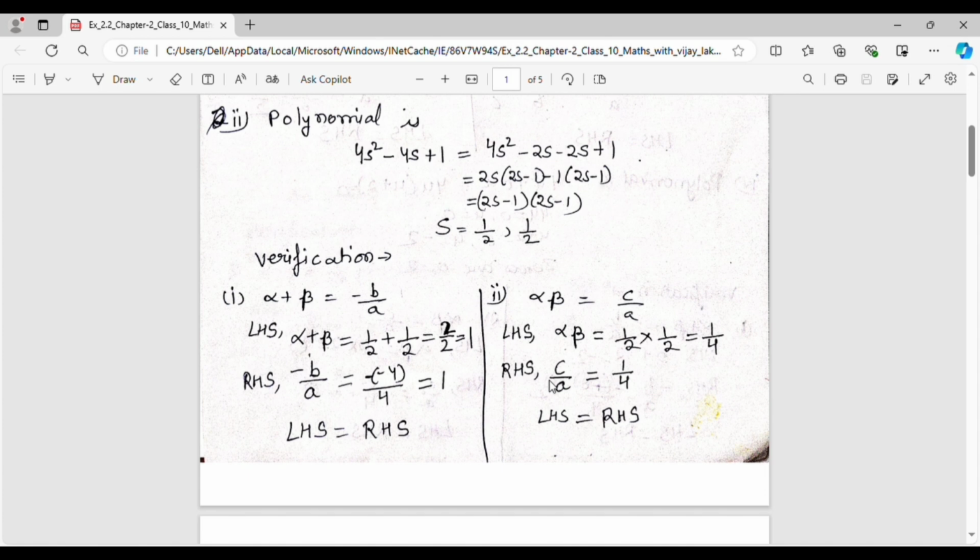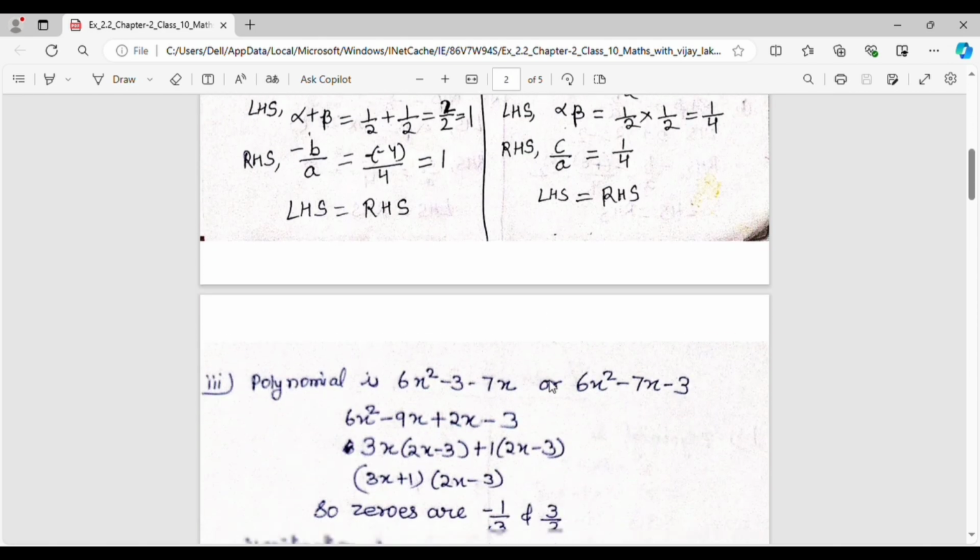We will take the first relation for verification. Alpha plus beta is equal to minus b upon a. For LHS we will take alpha plus beta, which is 1, and minus b upon a, the RHS, which is also 1. So the first relation is verified. Then the second relation, alpha into beta, is c upon a. For LHS we will find the product of zeros, and for RHS we will find c upon a, which we will get as 1 by 4 for both. So our second relation is also verified.